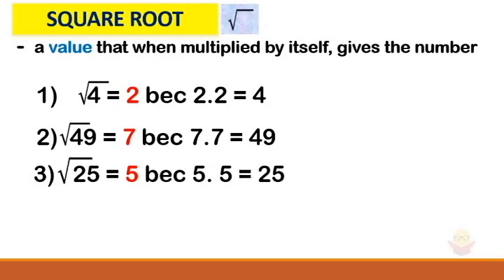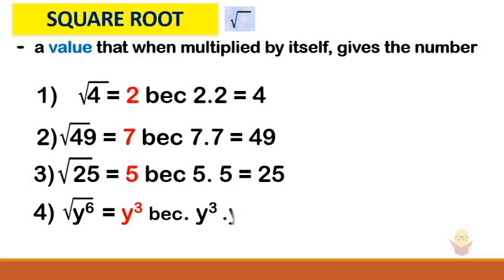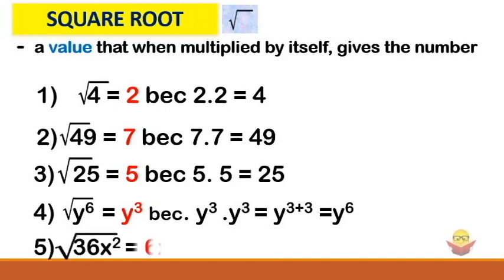Another example is to find the square root of y to the 6. The answer is y cubed because y cubed times y cubed is equal to y raised to 3 plus 3, which is equal to y to the 6. Another example is the square root of 36x squared. The answer is 6x because 6x times 6x is equal to 36x squared.